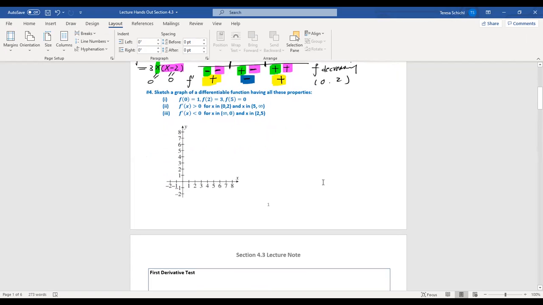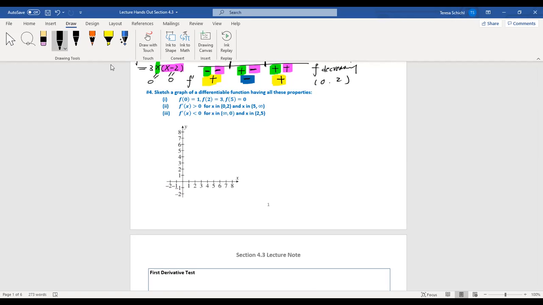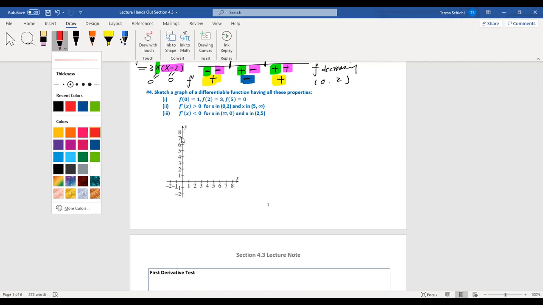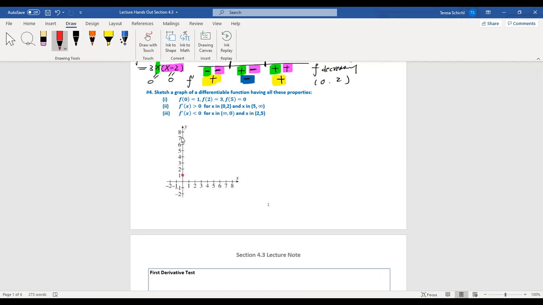Problem number 4: sketch a graph with all these properties here. Okay, so let's see here. The first thing is let's try to put those points on. So f(0) is 1, so my graph is going to go through this 1. f(2) is 3, so my graph is going to go through here. f(5) is 0, my graph is going to go here, right?